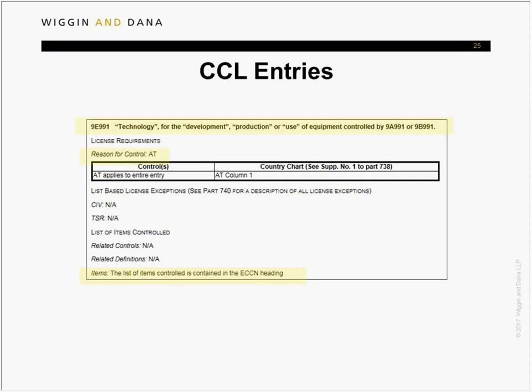And then it lists some license exceptions that, in this case, are not applicable, NA, so you don't get anywhere with those. And then in some cases, it will list the items controlled. But in this particular case, it tells you that the items that are controlled are the ones that are listed in the heading. So that's one kind of CCL entry you might see.